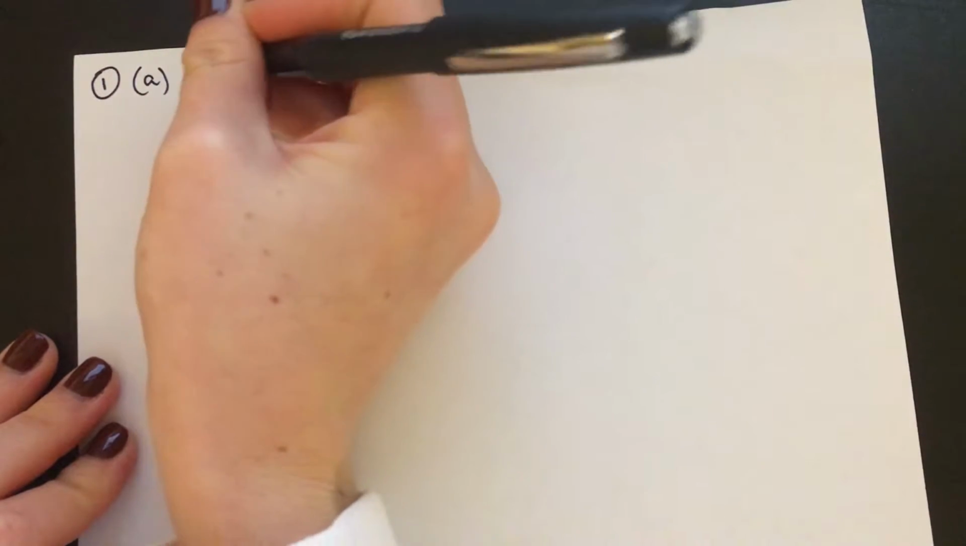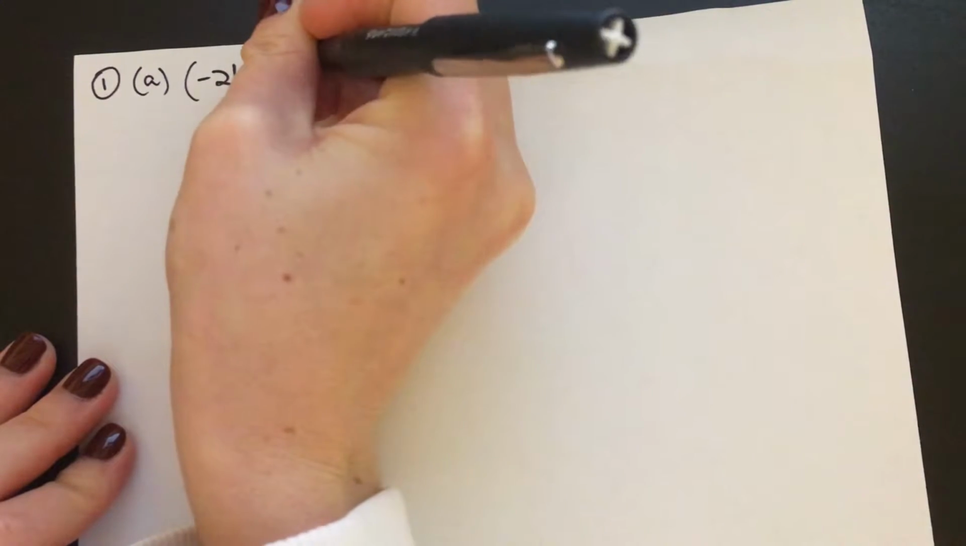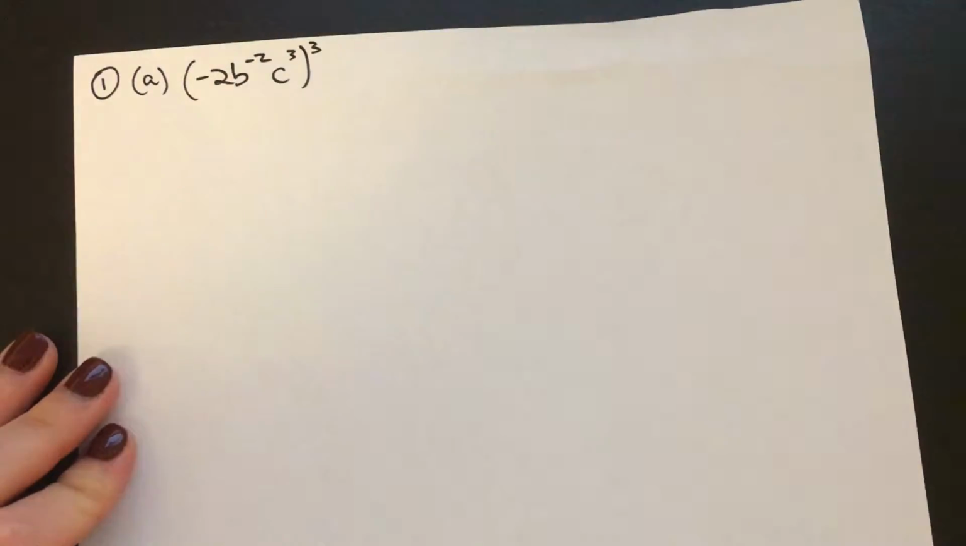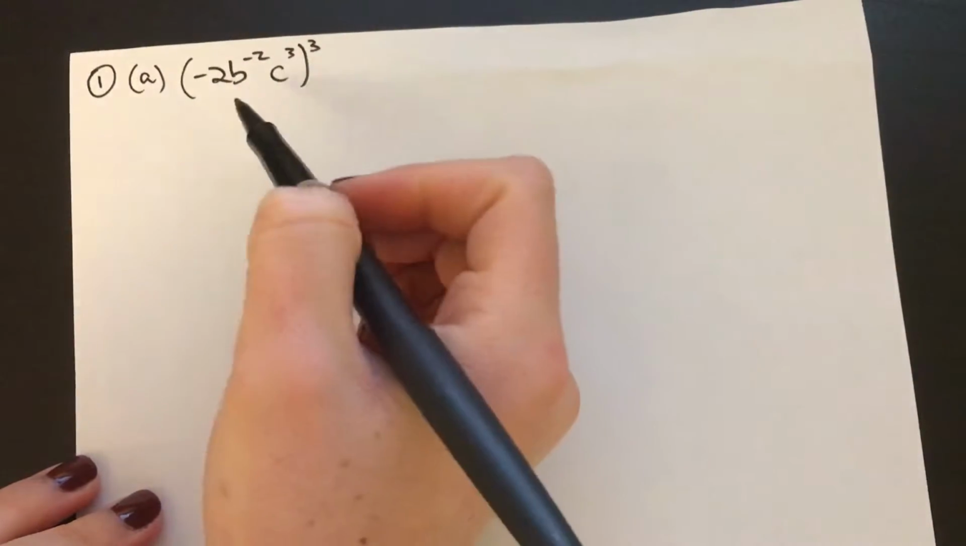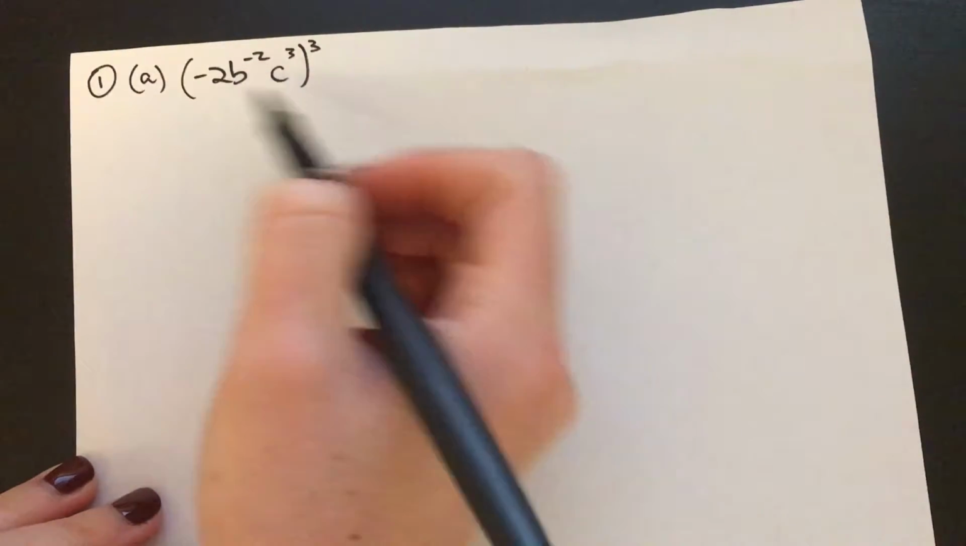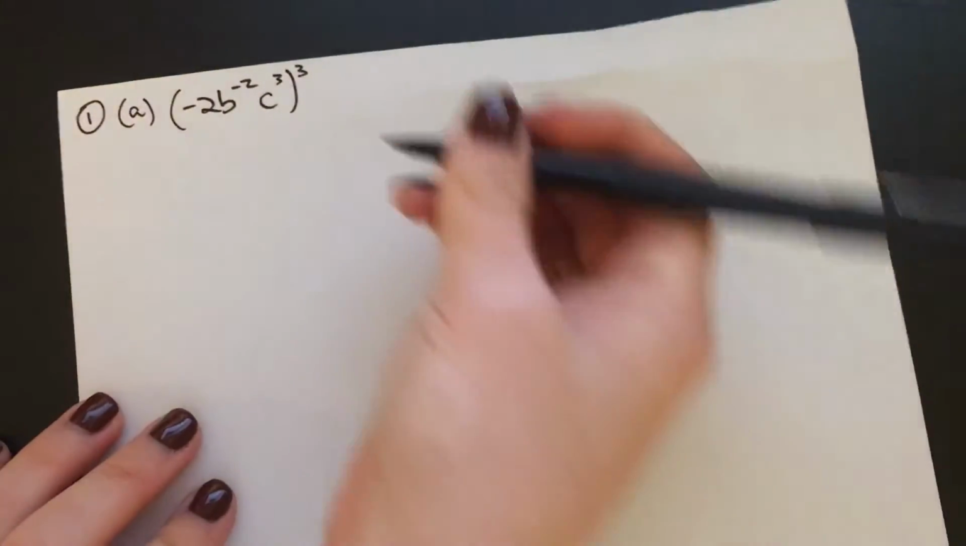So the first one was this. We had a set of parentheses, and then negative 2, b to the negative second, c to the third, and the whole thing was raised to the third power. So when you've got that exponent on the outside, it distributes essentially to everything on the inside, like that third power, everything gets raised to the third power. The only reason that works is because there's no addition or subtraction. It does not work if there is addition or subtraction.